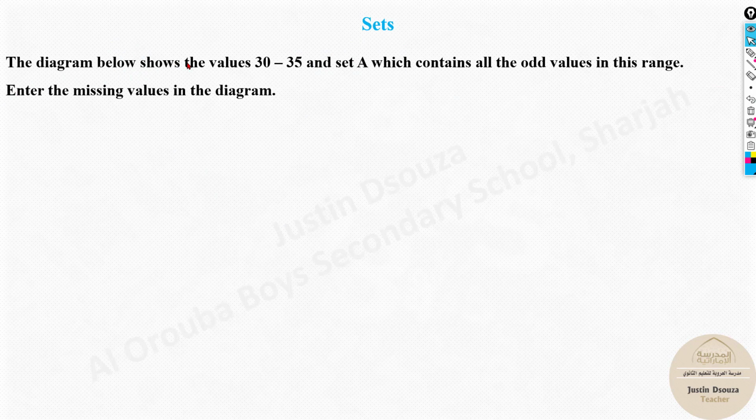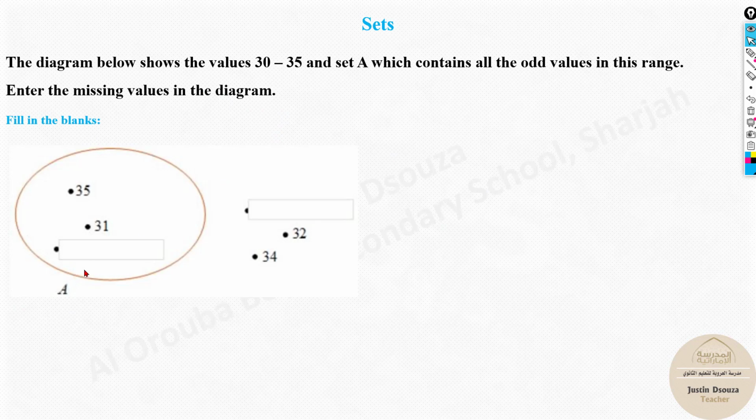Now the diagram below shows the values 30 to 35 and set A which contains all the odd values in this range. Enter the missing values in the diagram. Let's see the diagram. Okay, over here we need to fill in the blanks. The diagram shows 30 to 35. Let's see, 30 is missing, 31, 32, 33 is missing, 34 and 35.